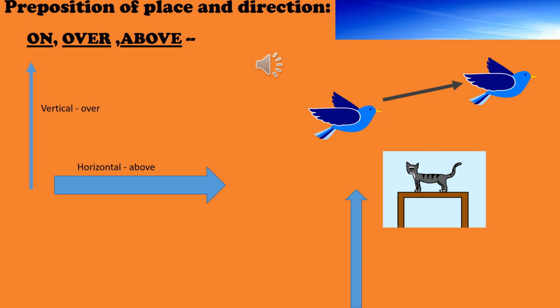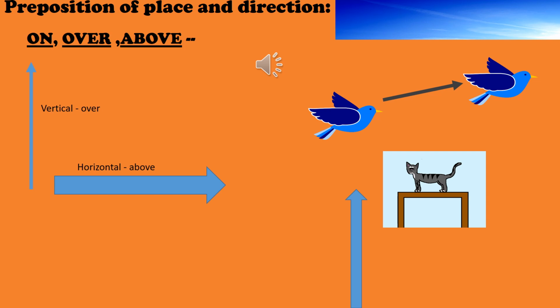Table is a noun and cat is another noun. These two nouns are touching each other on the surface. We can replace that cat with a book. We can say that the book is on the table. When there is a touch in between these two things, we have to use on, not over, not above. Clear? Okay.